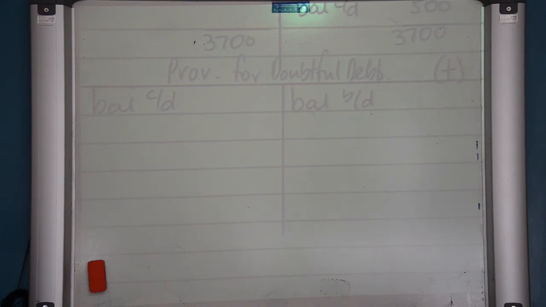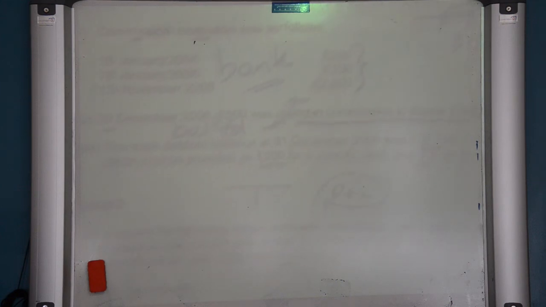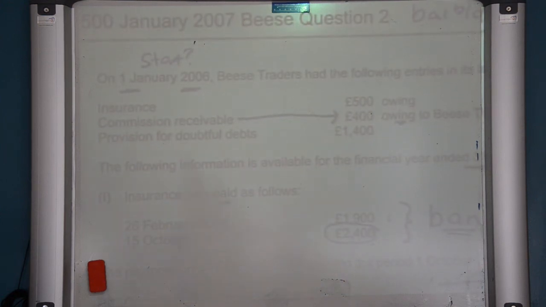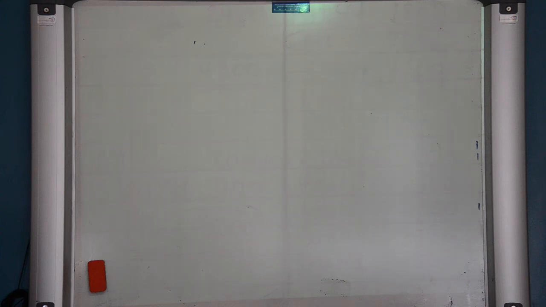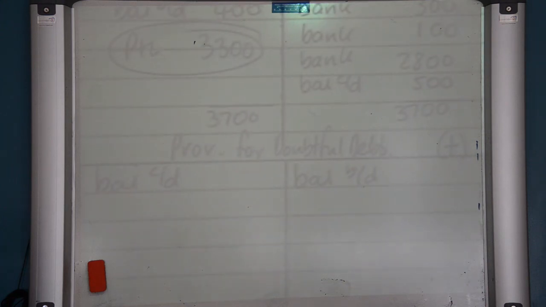Now, if I go back to the exam question, I can see at the very top where my Bal BDs were that they've given me a provision for doubtful debts balance at the start of January of 1,400. Brilliant. I know that my provision for doubtful debts should be on the credit side at the start of the year. So if I go back to my provision for doubtful debts, I'm going to put the balance brought down of £1,400 on the credit side.